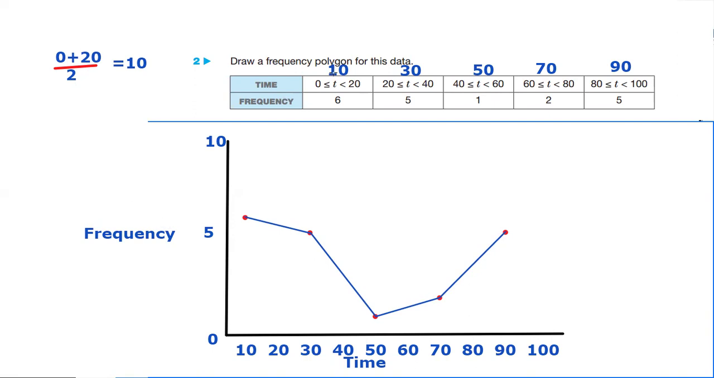Focus on this. We find the midpoints. We use them as coordinates. The frequency is always on the vertical side, and the other data will be on the horizontal line, which is the x-axis. And then you plot the points and then join them with a straight line. That's it for this question.